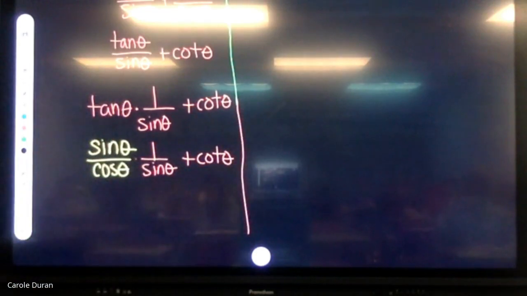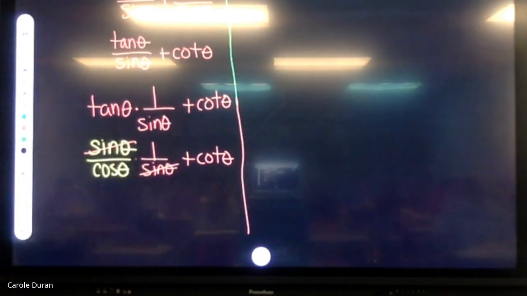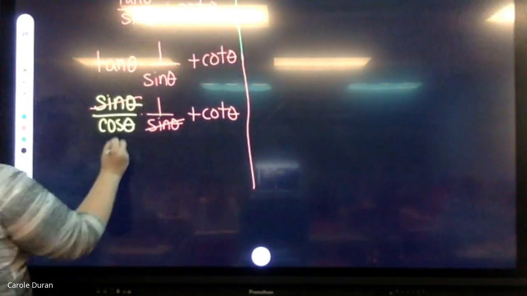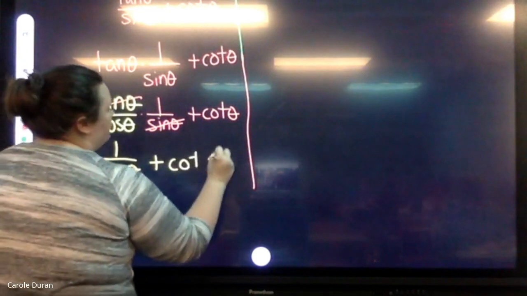The 1 over sine, isn't that like the reciprocal thing? We could use a reciprocal here. However, I think I want to simplify first because that might lead to some unnecessary steps. Say it, Nicole. The sines cancel. Because I have a sine on top and a sine on the bottom, what I have left is 1 over cosine of theta. So I have 1 over cosine of theta plus cotangent of theta.